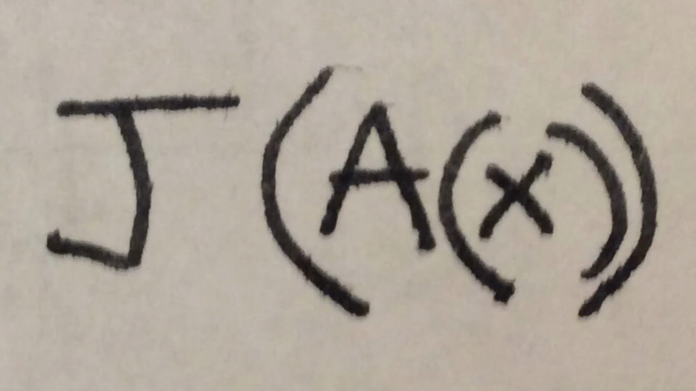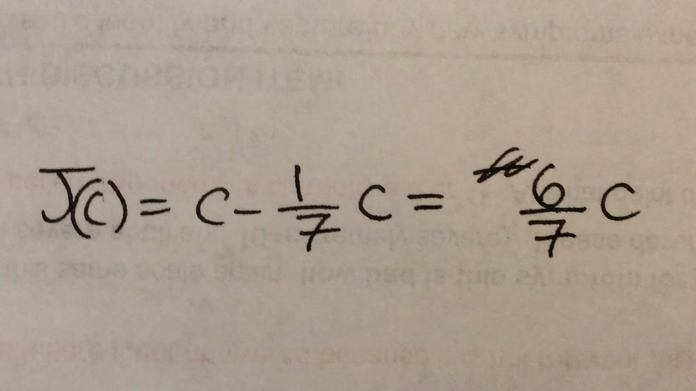So let's start from the inside out. If we are using A of X as an input for J, we need to use the A of X expression to plug into the C's of the J of C expression. Before I do that, I want to point out that J of C equals C minus 1/7 C. We can also write that as 6/7 times C.